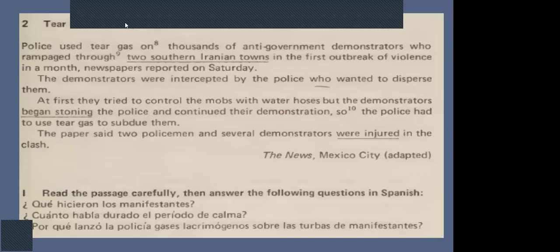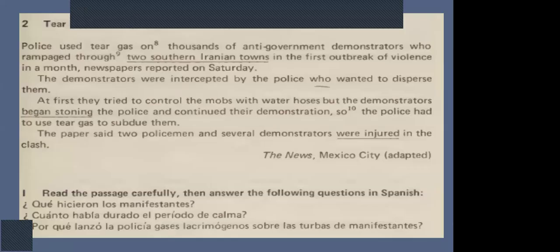I'm gonna try, Professor, I'm gonna try. La policía utilizó gas lacrimógeno contra miles de manifestantes antigubernamentales, lo que provocó estragos en 2 ciudades en el sur de Irán en el primer brote de violencia en un mes, según informaron los periódicos del sábado. La policía interceptó a los manifestantes intentando dispersarlos.